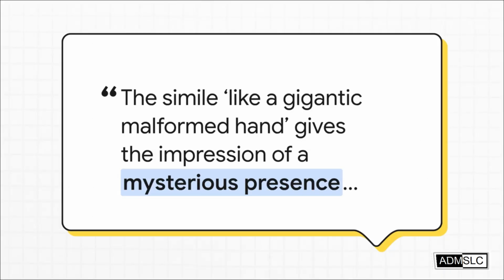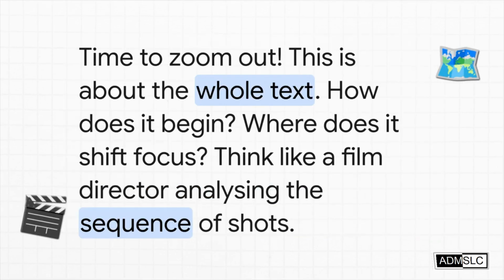And here's what that looks like in the real world. See how this answer connects the evidence, the simile, directly to a sharp interpretation? It talks about how the tree commands the garden and creates a mysterious presence. Boom, that's a top-tier analysis right there. Okay, for question 3, it's time to zoom out.